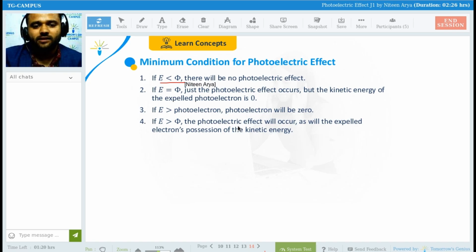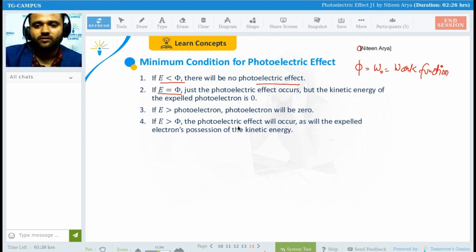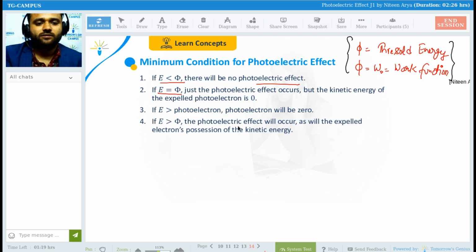So if E is less than the work function, there will be no photoelectric effect. If E is just equal to the work function, you can rewrite it with the symbol W as the work function or threshold energy, whatever you want to write. Now I change color. So if E is just equal to phi, the photoelectric effect occurs, but the kinetic energy of the expelled photoelectron is 0.